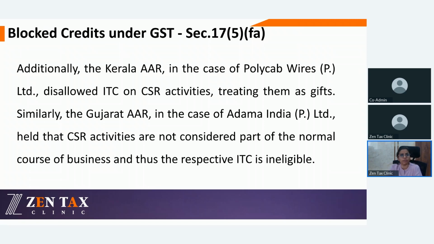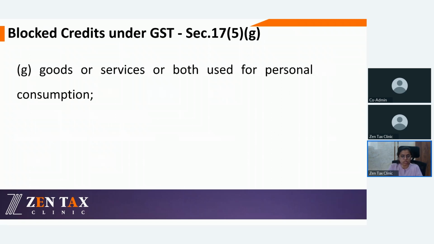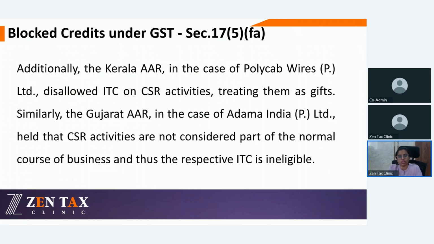Similarly, in the case of Gujarat AAR as well, CSR activities were not considered to be in the normal course of business, and thus ITC is ineligible. So based on that, there are always divergent views on whether the expenditure incurred towards corporate social responsibility is eligible for ITC or not. To put an end to this, the government has introduced the amendment, where it says that ITC pertaining to CSR expenditure is completely blocked.